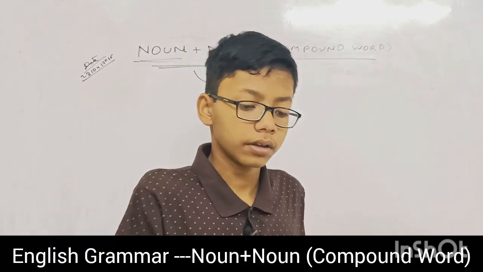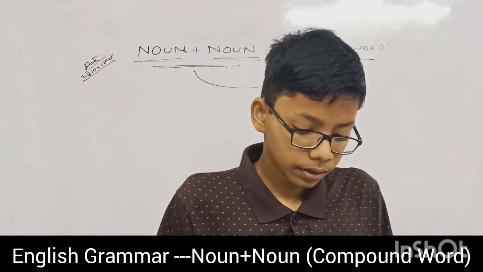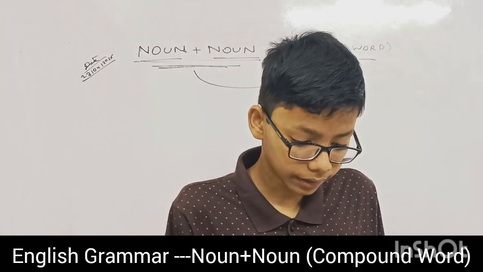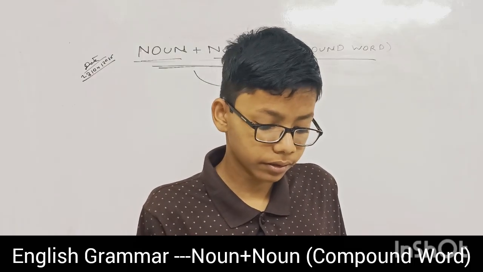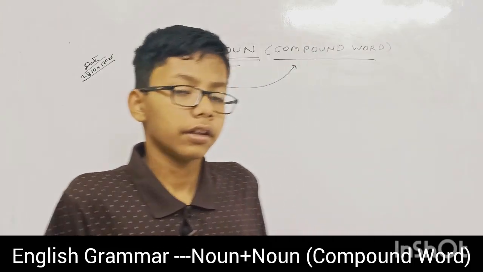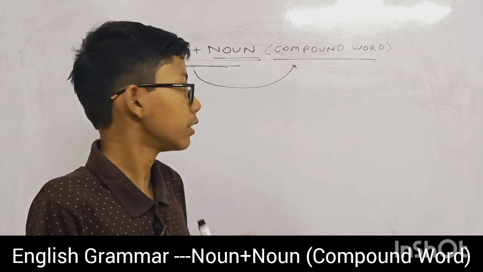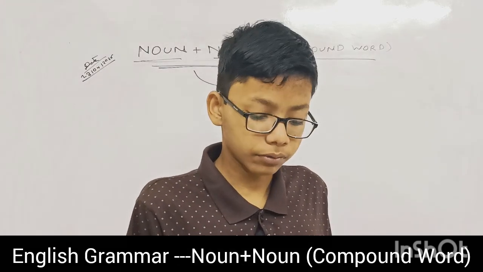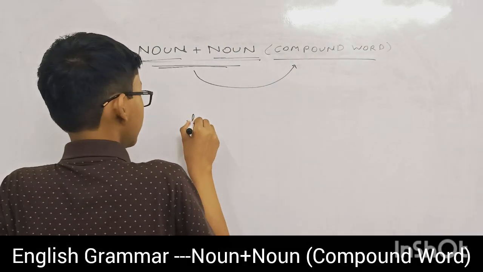But it can also be a compound word when nouns are together like this. Sometimes we write them as one word and sometimes as two separate words. When nouns are together in this form, we can also write them as one word. For example, toothpaste.